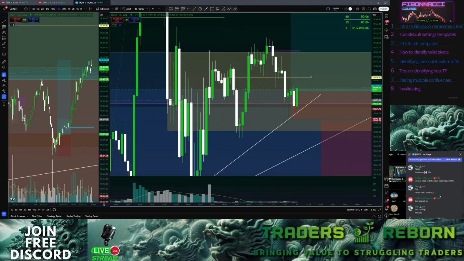Inverse head and shoulders. Yeah, Marlon, it is like X-ray vision. It's the X-ray vision into this 5 minute candle. That's what the lower time frame always is. We're just looking inside the candle.